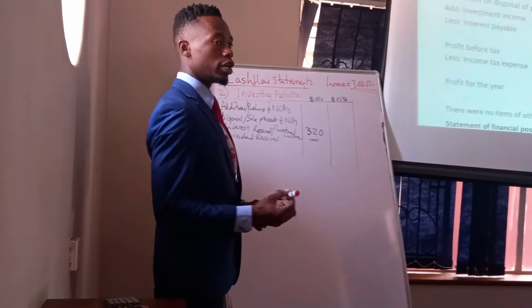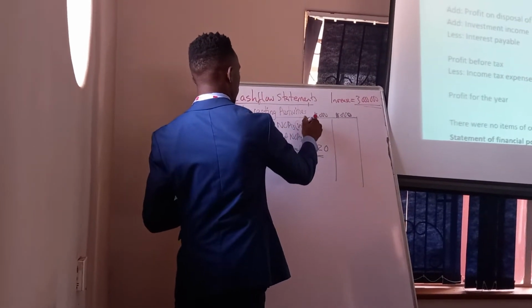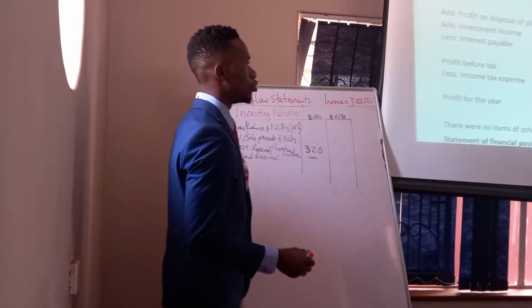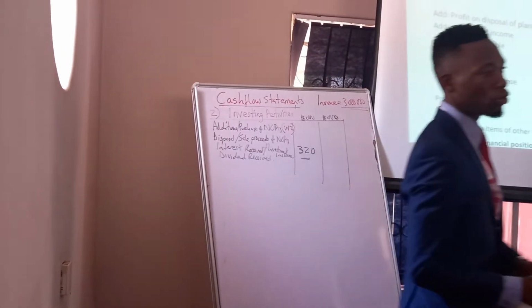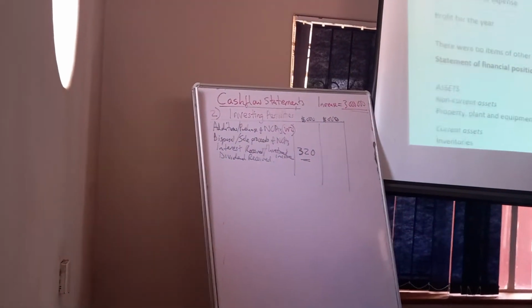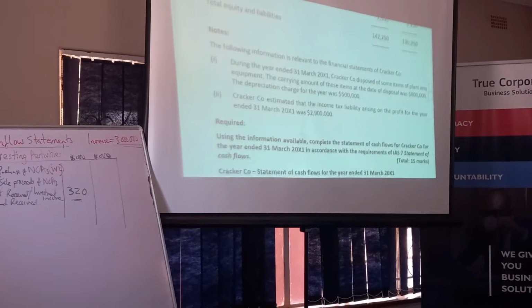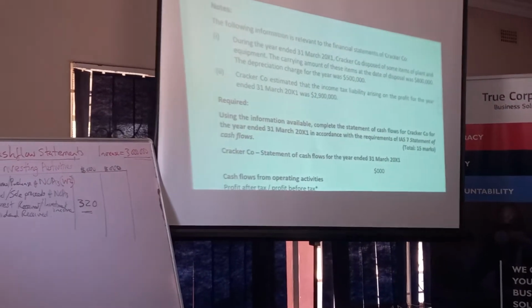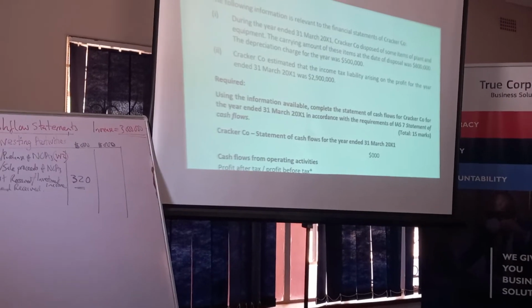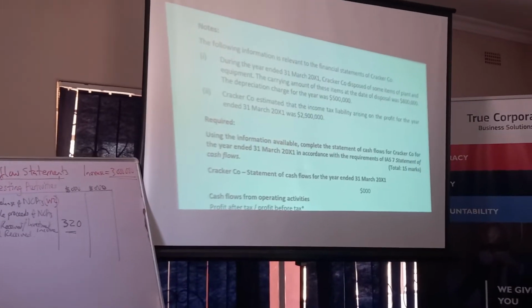I'm going to do a working. So allow me to write this as the W2. Do we have the assets that we acquired during the year? Now, this is the important note number 1. During the year ended, Cracker disposed of some items of plant and equipment.